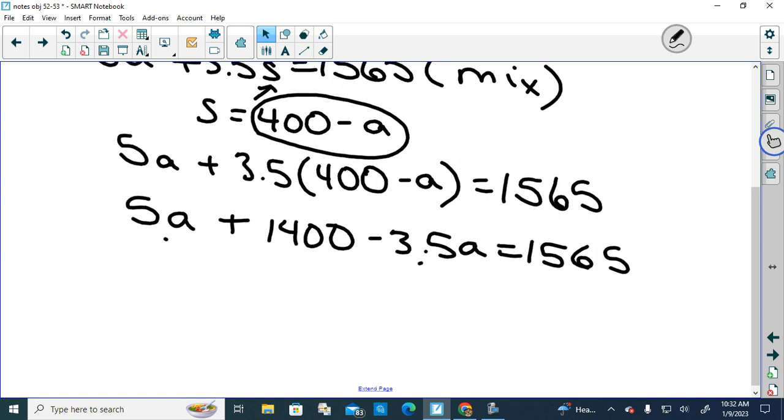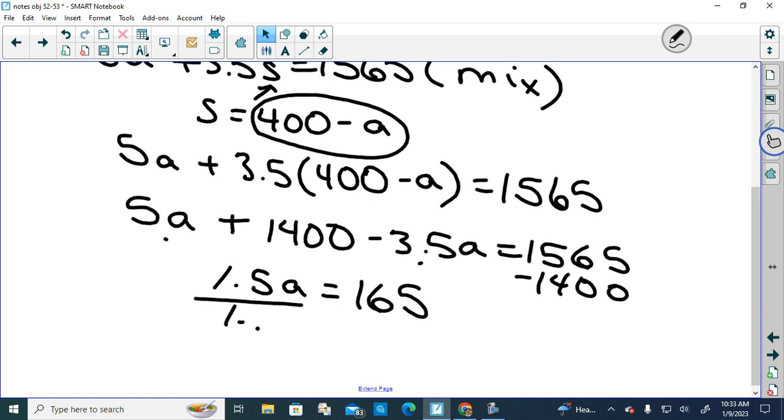Then subtract our two like terms. So I'm going to go 5 minus the 3.5, which gives me 1.5A. And then I'm going to move this over, subtract it, so 1565 minus the 1,400. And then divide by 5.